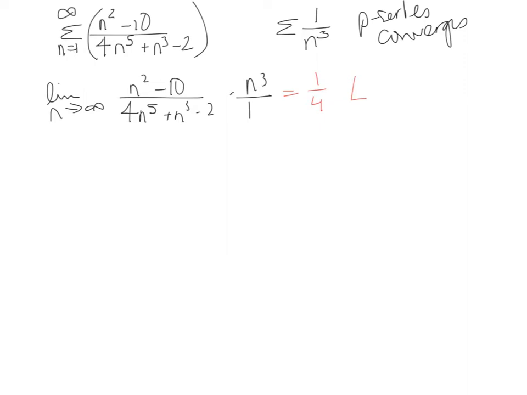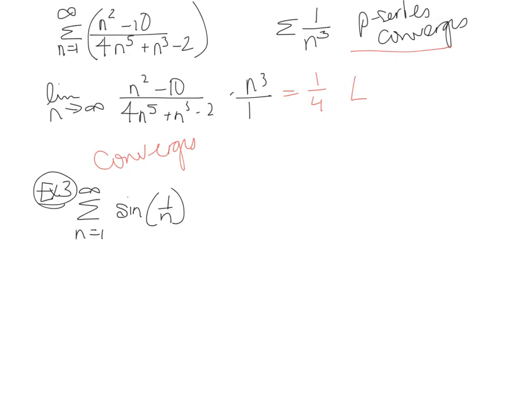Since you got an L, and the p-series converged, that means the whole series converges. What you need to do is make sure that you prove the first one converges, and then you get a number, and that means the whole thing converges.